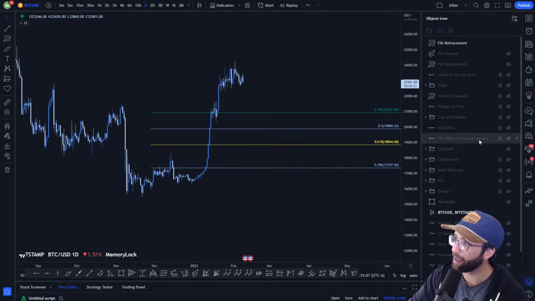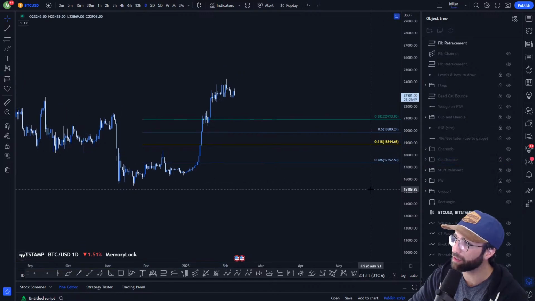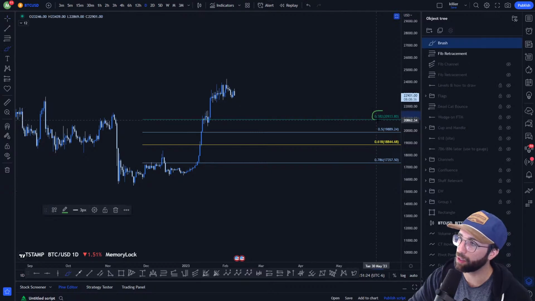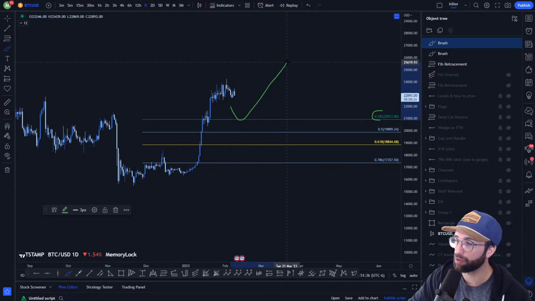Let's see what we have left. So I think that may be a good place to end it. We covered flags, cup and handle, channels, and wedges, as well as the 618. So basically covering the 382 and its uses, right? If an asset is very bullish, you want to see it bounce off the 382 for a move up. If an asset is really bullish, you want to see the 382 hold for then market structure continuation.